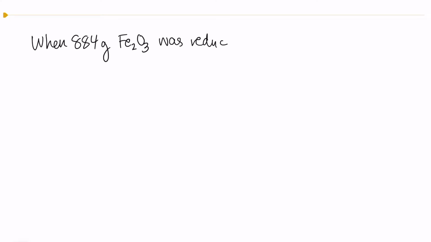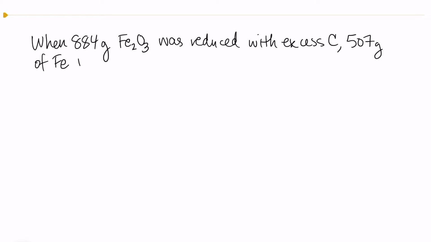So I have a problem here. When 884 grams of Fe2O3 was reduced with excess carbon, 507 grams of Fe were made. What was the percent yield?